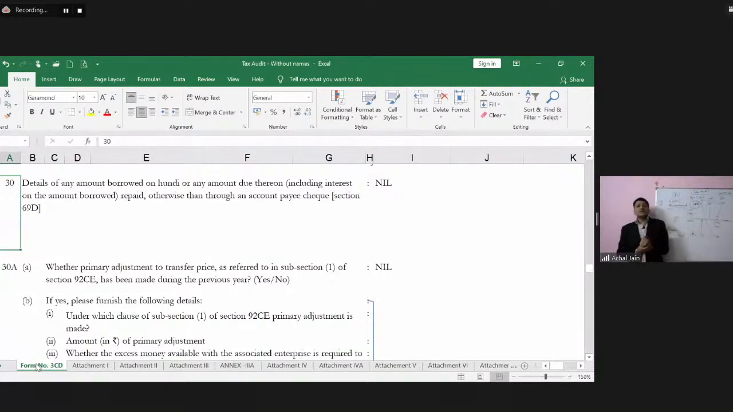Moving on to clause number 30. It says details of any amount borrowed on hundi or any amount due thereon, including interest on the amount borrowed which is repaid, otherwise than through an account payee cheque. So the important aspect here is not about the amount which is borrowed, but about the amount which is borrowed and which is not through an account payee cheque.